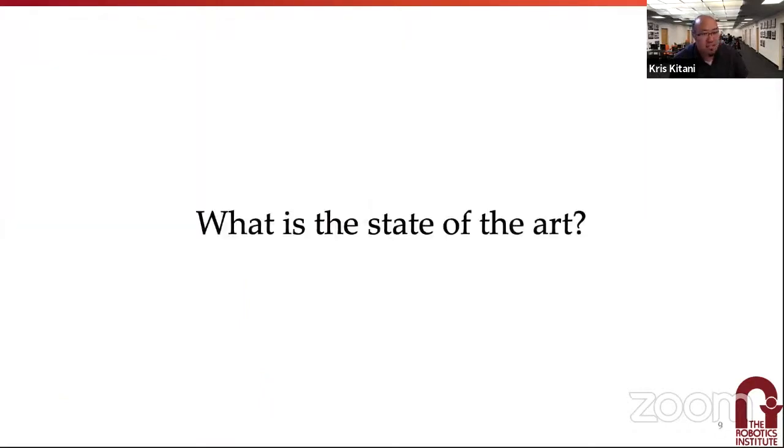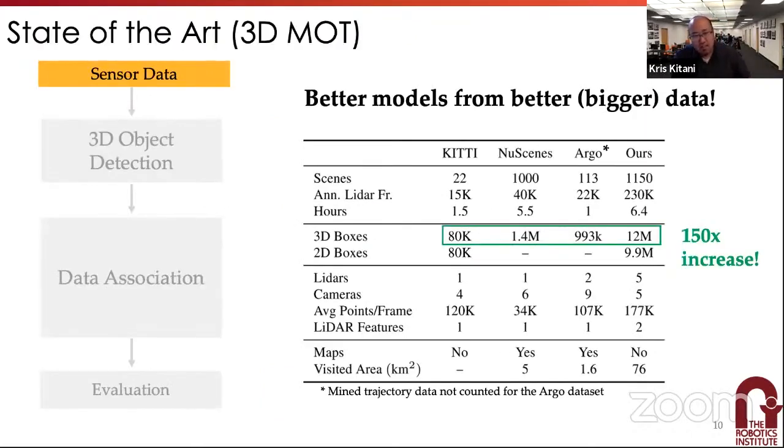Let's see, what is the state of the art right now? Where are we right now? Okay, so start with sensors. One of the huge influential factors that we've had in computer vision is the release of really big datasets. If we compare here, this is a snapshot from the Waymo paper. If we look at the KITTI dataset, I have highlighted in green the 3D annotated boxes. We had something like 80,000 instances. Now in the biggest datasets, we have 12 million. So this is like a 150x increase in the number of annotations we have. And this really has energized our field and has helped us to make a lot of progress.